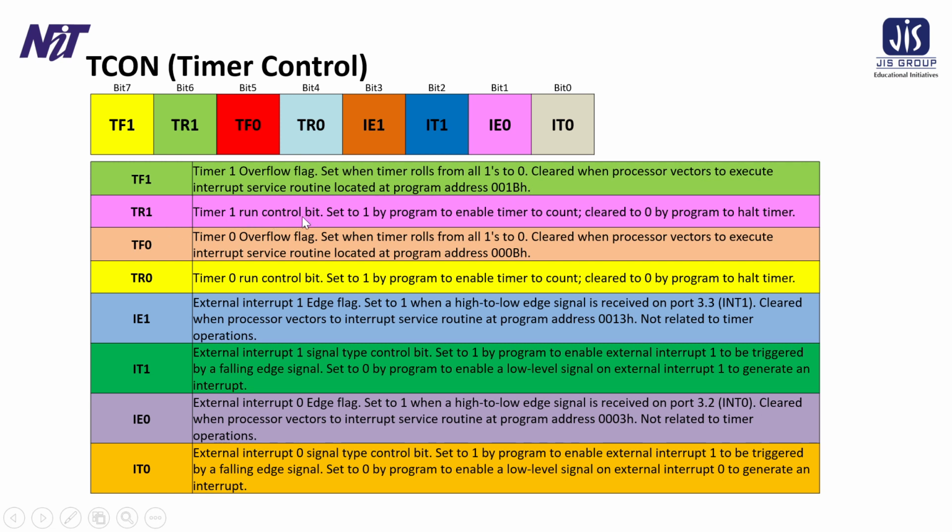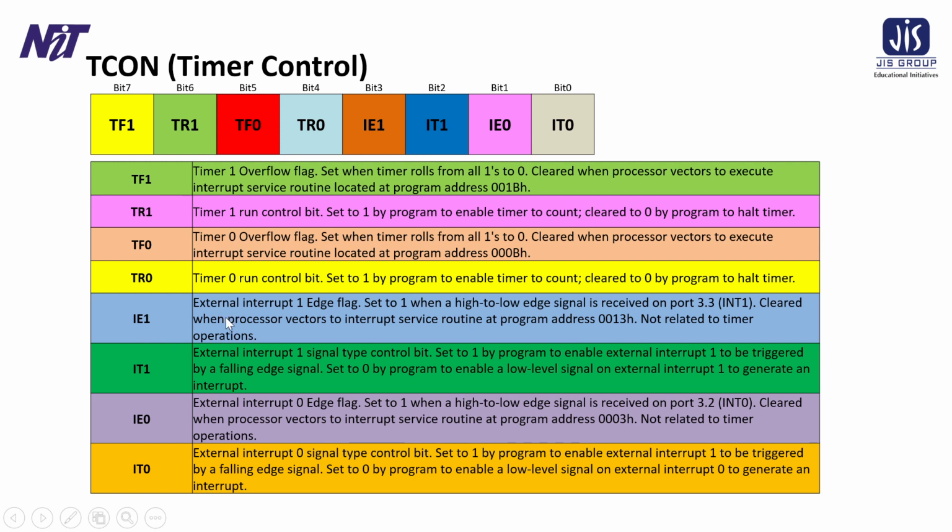TR1, timer 1 run control bit. Set to 1 by the program to enable the timer to count, cleared to 0 by the program to halt the timer. TF0, timer 0 overflow flag. Set when the timer rolls from 1 to 0 and cleared when the processor vectors to execute the interrupt service routine located at program address 000BH. TR0, timer 0 run control bit, set to 1 by the program to enable the timer to count and cleared to 0 by the program to halt the timer.